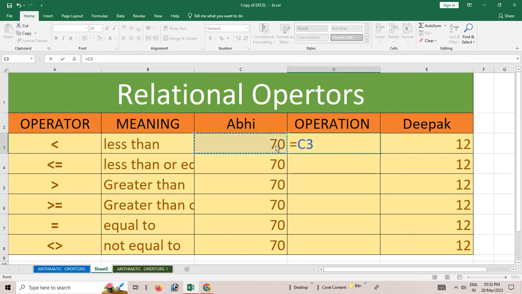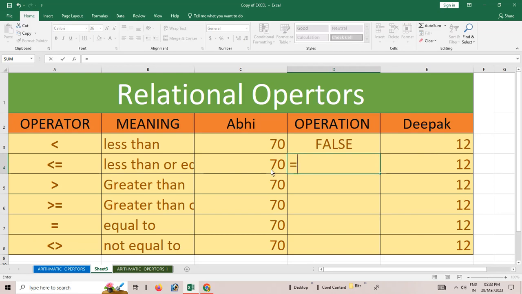Now equal sign first. Abhi less than Deepak: is it true or false? Abhi's age is 70 and Deepak's age is 12. 70 less than 12 is false.